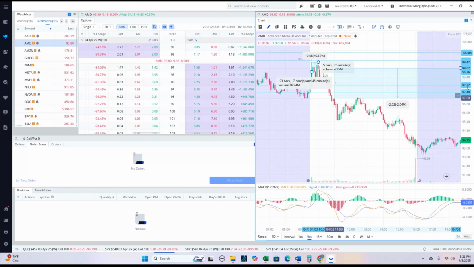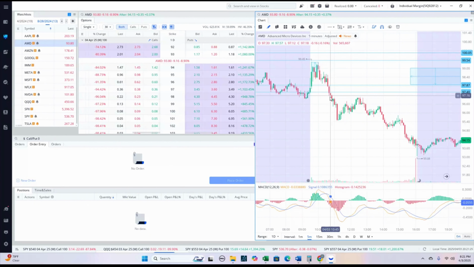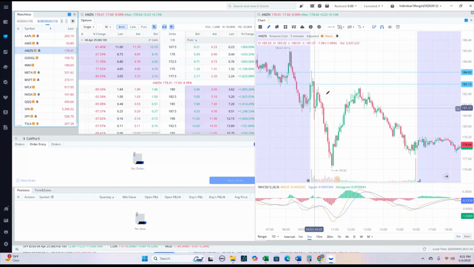Didn't get to move to the top side. We end up closing down, but we got the move to the downside, 97 to 93.82. So you would have made your money back plus more. Amazon, right?